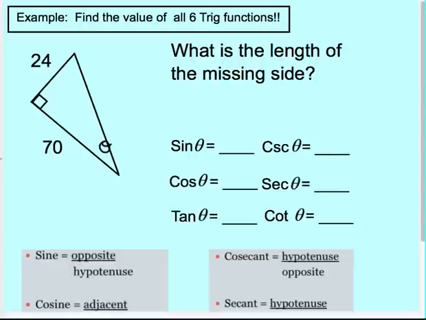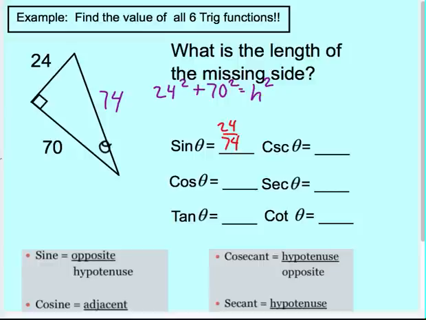So in order to find the 6 trig function values, we need to know all 3 sides in the right triangle. So of course, if we're missing a side length in a right triangle, we use Pythagorean theorem. We've got leg squared plus leg squared equals hypotenuse squared. And when we solve that, we end up with a hypotenuse of 74. So when I set up the sine of theta, I'm going to look at the opposite over the hypotenuse.